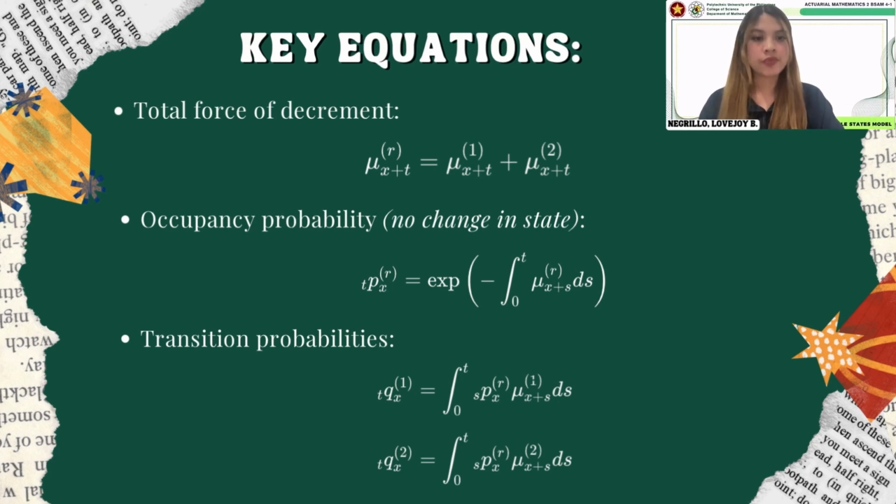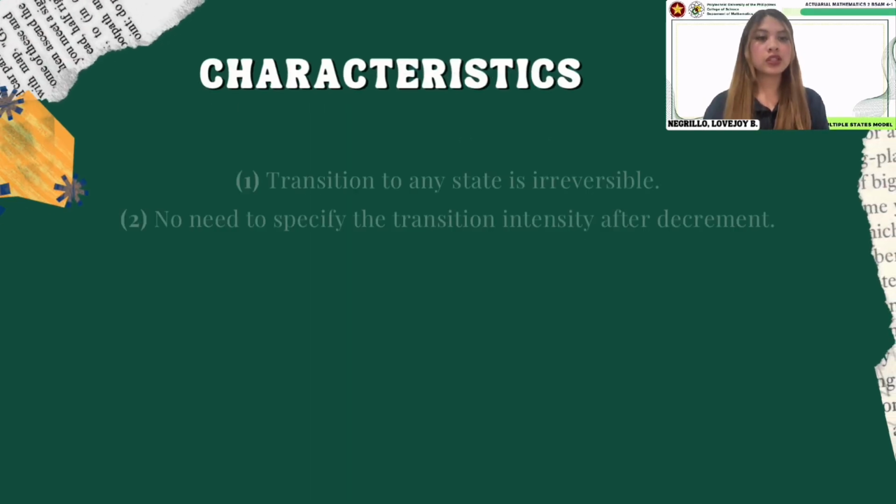of both causes. Next, we have the occupancy probability, which is the probability of remaining in the initial state, which is given by this equation. It tells us the likelihood that an individual is still in the initial state after a given time. And lastly, we have the transition probabilities, which determine the probability of moving from state 0 to state 1 or 2, given here in our equation. These equations help us estimate the probability of each specific outcome.